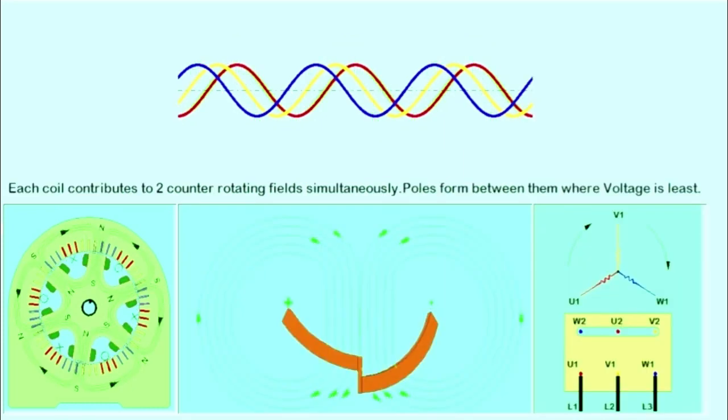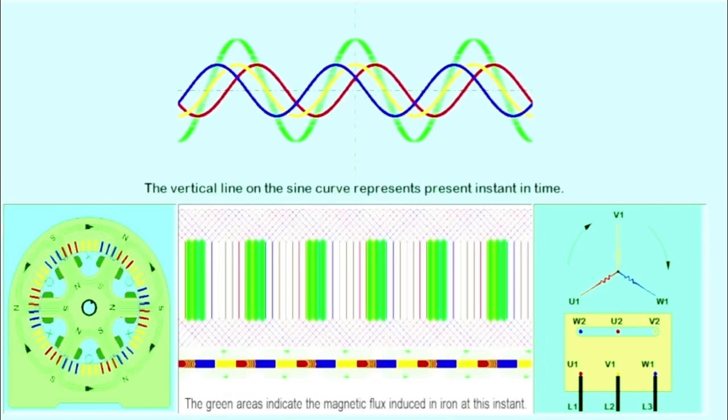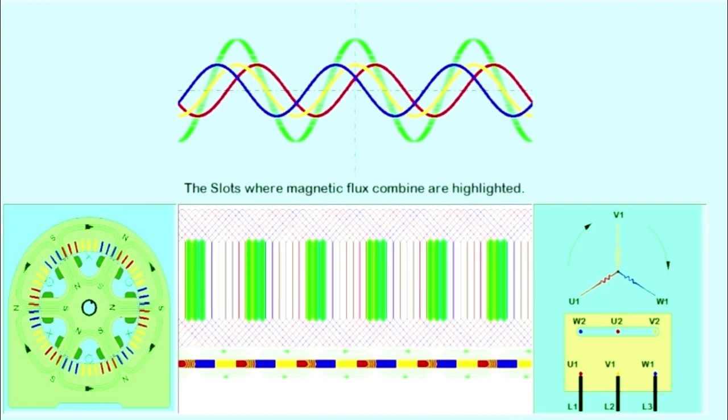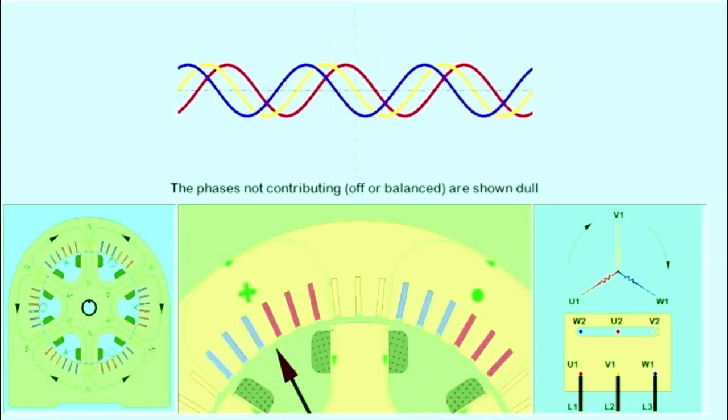RMF. Each coil contributes to two counter-rotating fields simultaneously. Poles form between them where voltage is least. The vertical line on the sine curve represents the present instant in time. The green areas indicate the magnetic flux induced in the iron at this instant. The slots where magnetic flux combine are highlighted. The phases not contributing, that is, off or balanced, are shown dull.